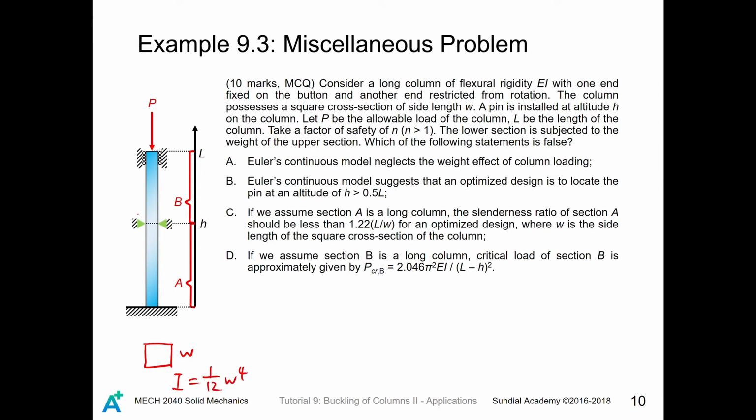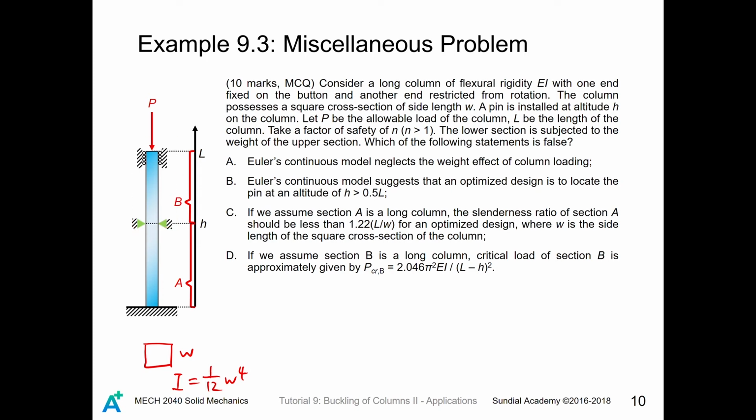So here is a pin, and it is installed at an altitude of H. Let P be the allowable load of this column, and L is the length of this column. Okay. Then if we take a factor of safety N, which of the following statements will be false? The lower section is subject to the weight of the upper section. So assume for the upper section there is some weight.